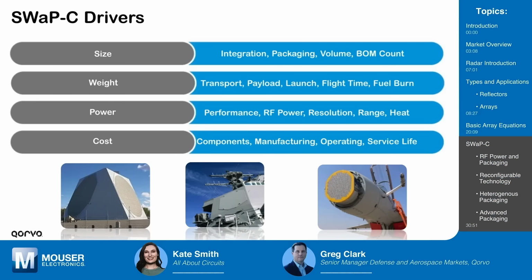Right, so this is a pretty straight up breakdown, huh? Yeah. So we talked about size, weight, power, and cost. That's SWaP-C. Size, it's the integration, it's the packaging, it's the volume of the physical size of the radar or the system. It's also the BOM count. The more components you have in there, the more space you have to worry about.